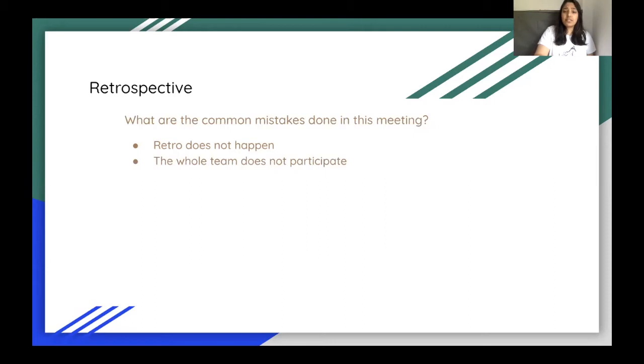The whole team does not participate. This is another problem. You have people saying, hey, I have another meeting that's more important, or I'm on half day today, or I'm on vacation. I would strongly suggest postpone this in that case. Ideally, do not plan meetings during retrospectives because the whole reason for following Scrum is all these meetings are pre-planned. You know the date, you know the time well in advance.